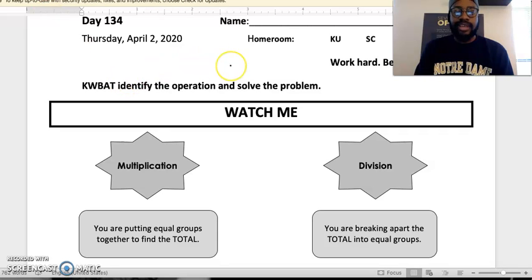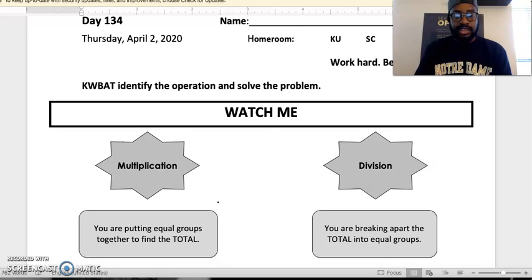So, for today, we are going to be reading different word problems and then figuring out if that's a multiplication problem or a division problem, and then we're going to have to solve it. Just to remind ourselves, if a problem is multiplication, multiplication means I have groups that I'm putting together over and over again to find the total. Whereas division is I have the total and I'm breaking that total up into smaller groups.